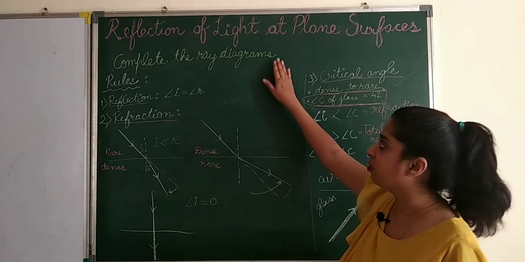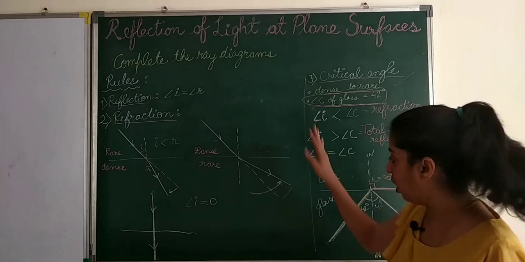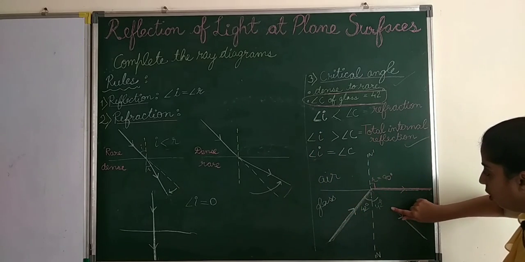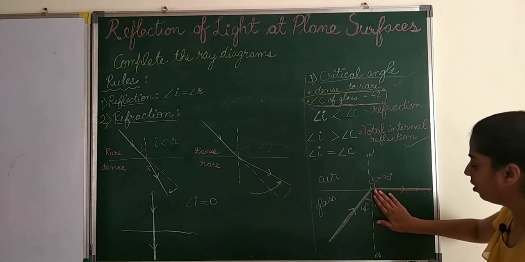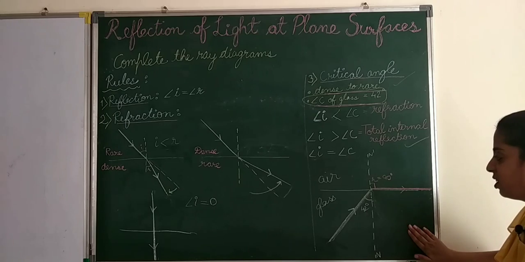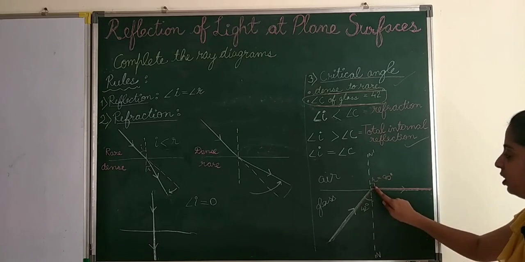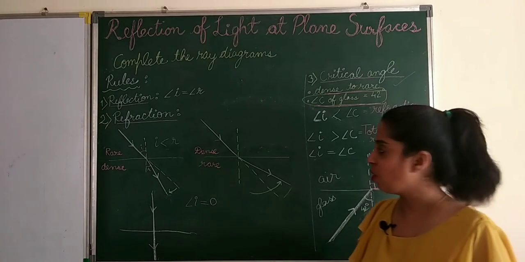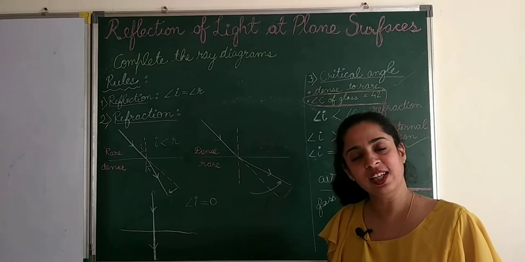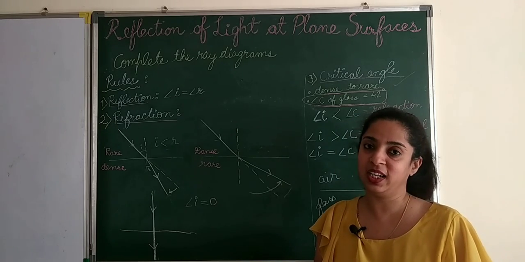Now in solving these questions, most of the time we will not draw this line because this is a very low intensity line, so we will draw only this line. Okay, so after studying all these rules, let's go on to the real practical examples.